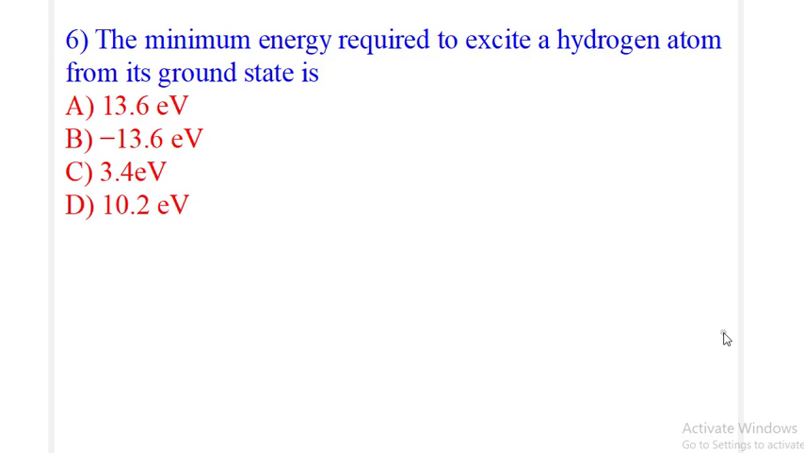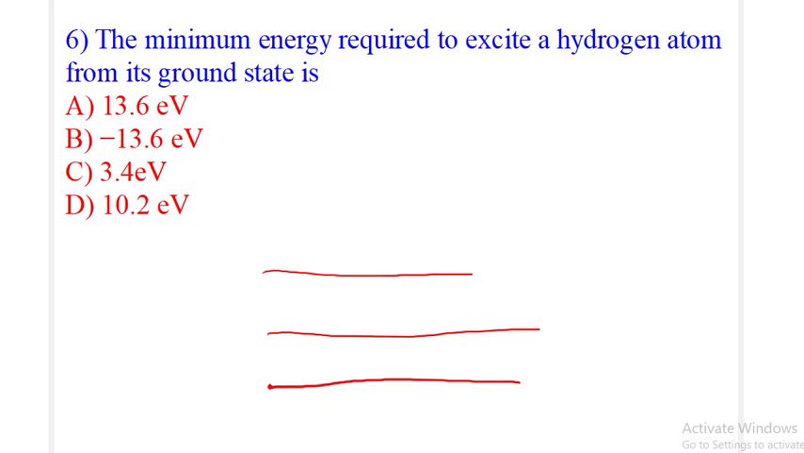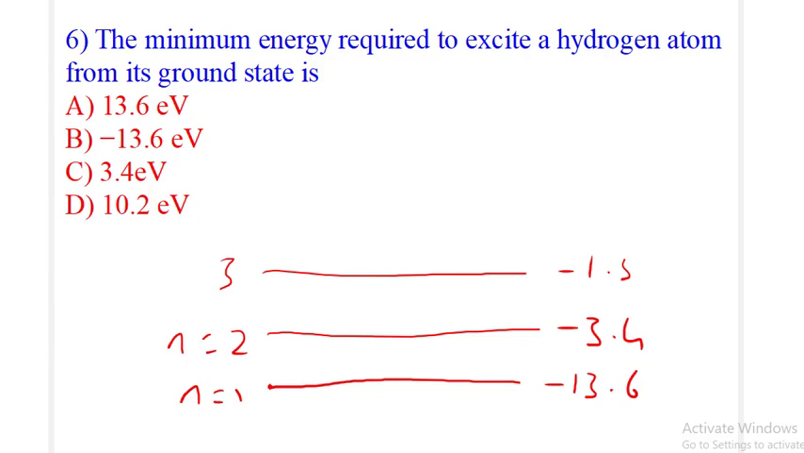Next we come to question number 6. The minimum energy required to excite a hydrogen atom from its ground state is. So we'll just draw the energy levels. This is the first energy level, the second one, the third, and so on. We can draw more energy levels. This corresponds to n equal to 1, this corresponds to n equal to 2, n equal to 3. And here we write the corresponding energy level for the hydrogen atom: minus 13.6, this is minus 3.4, minus 1.5, and so on.